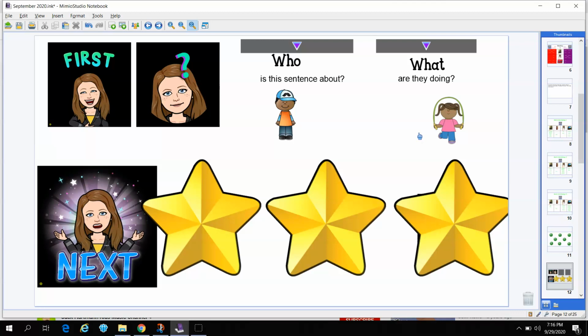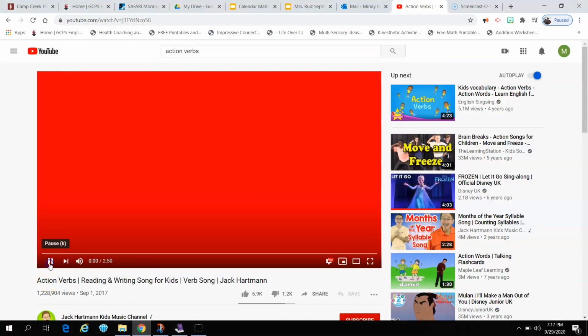So to help us learn a little bit about action verbs, we're going to listen to a song by Jack Hartman. During the song, I want you to get up and move with him. And every time you move, think, this is an action verb. After the song is over, we're going to see how many of those action verbs you remember. Are you ready? Here we go.